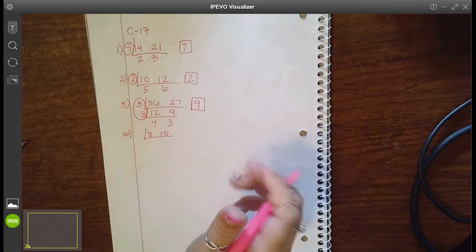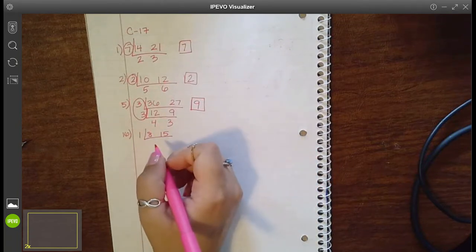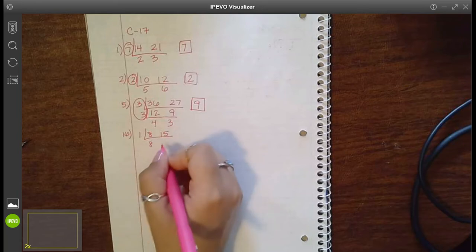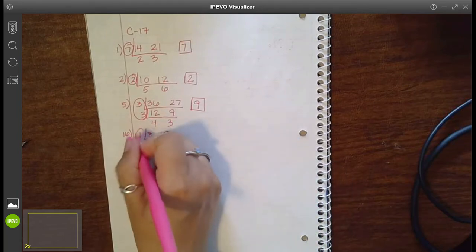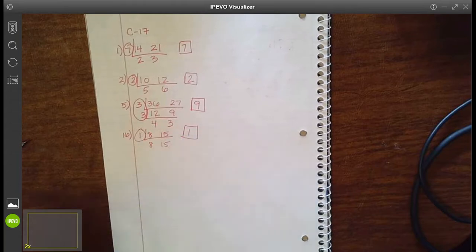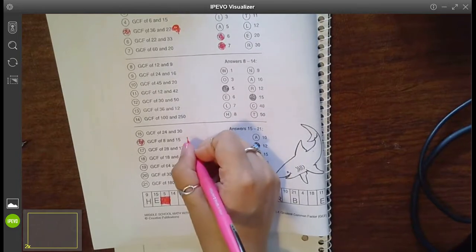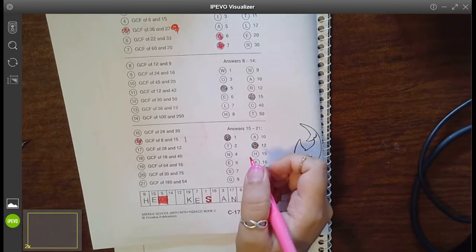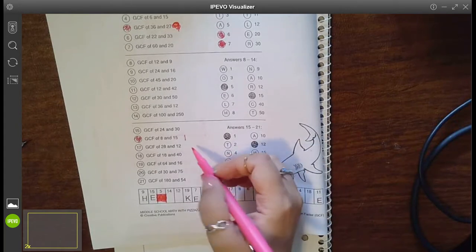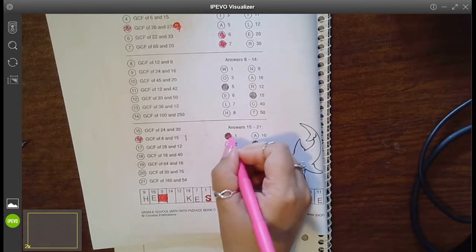There's nothing that they have in common other than 1, right? And 1 times 8 is 8, and 1 times 15 is 15. Sometimes that happens. The greatest number they share is 1. Very rarely is that the answer. Normally they have something bigger, but in some cases, the greatest number they share is 1. All numbers have a common factor of 1, right? 1 can go into everything, but this time the greatest one they shared was 1, which is right here.